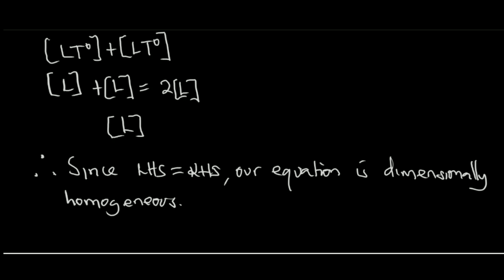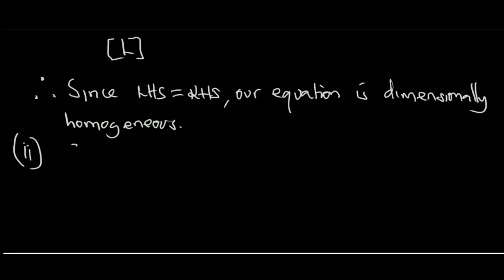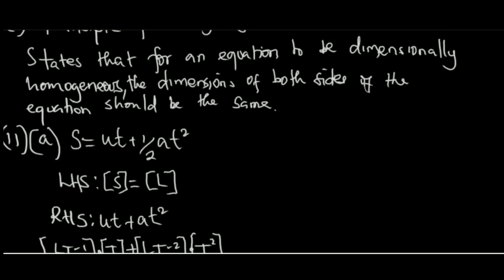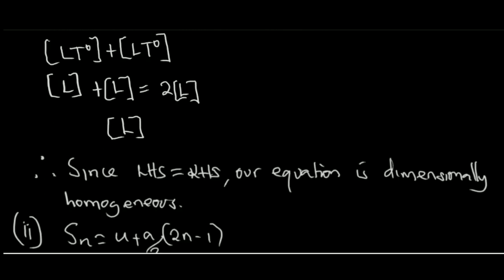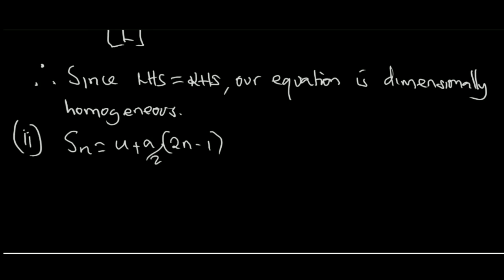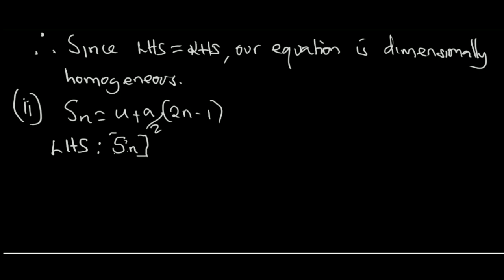We now move on to the second one. So the second one is s = u + (a/2)(2n - 1). Just confirm. Okay, that's how it is. So this is our equation. Now let's look at left hand side. This is just displacement we have, and we have its dimensions to be [L].